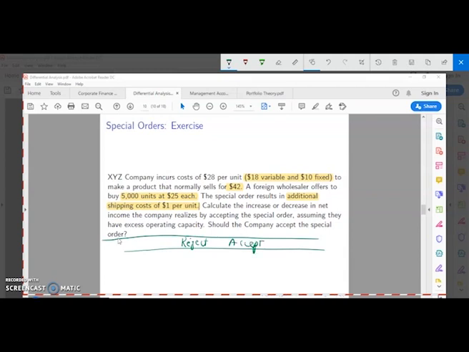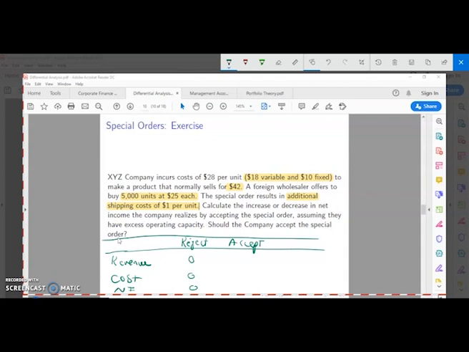One is rejecting the order and the other one is accepting the order. So in case of rejecting the order, how much will be the revenue that I can make, how much will be the cost, and finally the net income. This is what I need to calculate. In case I reject, of course, there is no revenue, there is no cost, and therefore the net income is zero. But then I will have some revenue and some cost in case I accept the order.